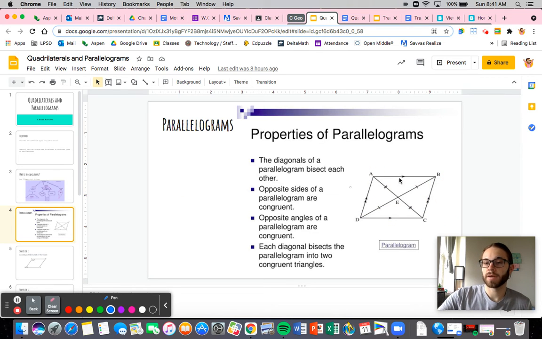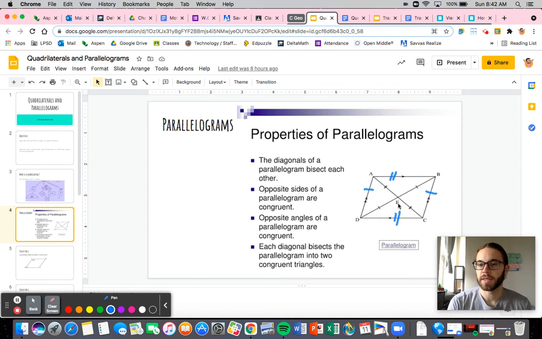The diagonals, which will be these 2, AC and BD, bisect each other. So that means that this part and this part are equal to each other. So this part is half of the whole thing. Opposite sides are congruent. So this side is congruent to this side. This side is congruent to this side. So the sets of parallel sides are also congruent.